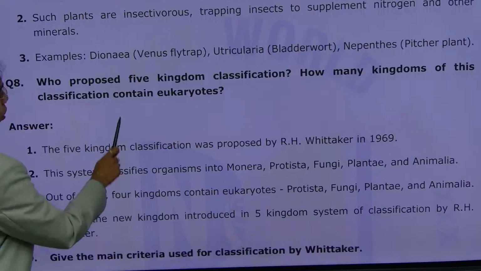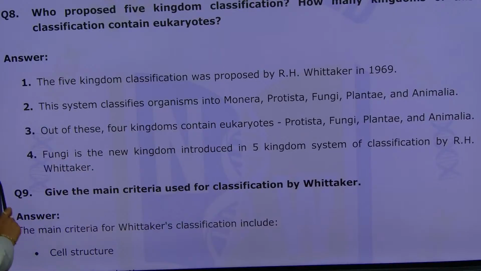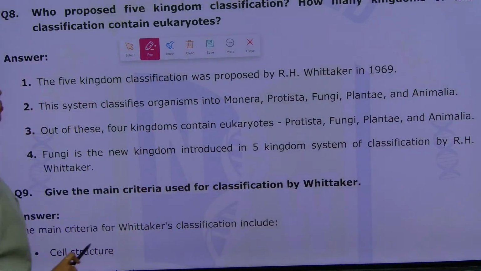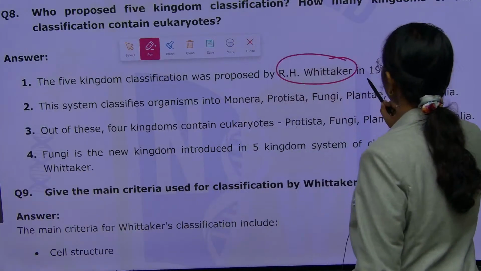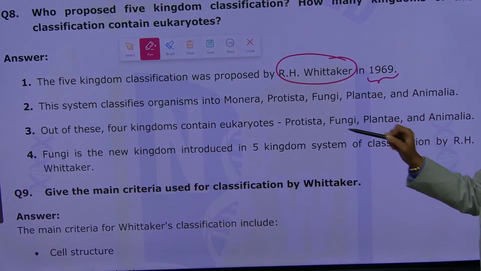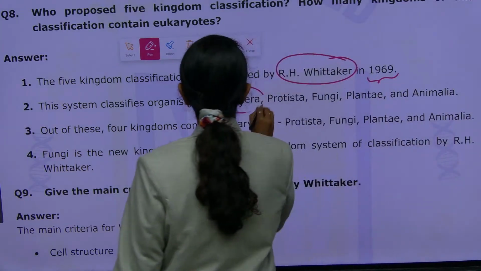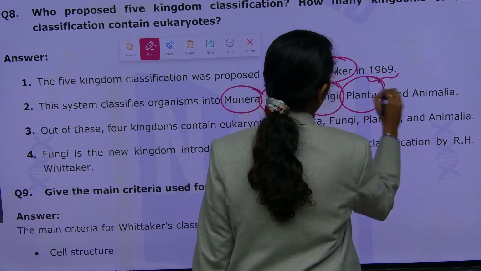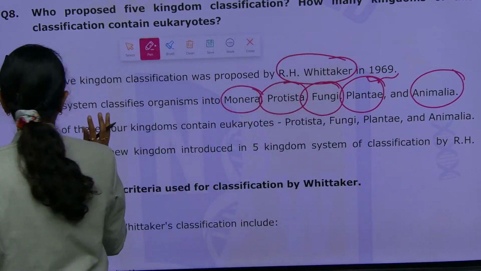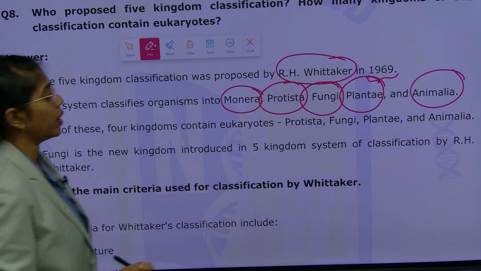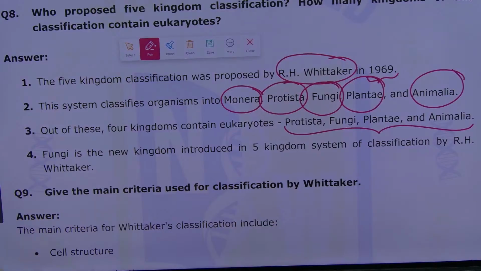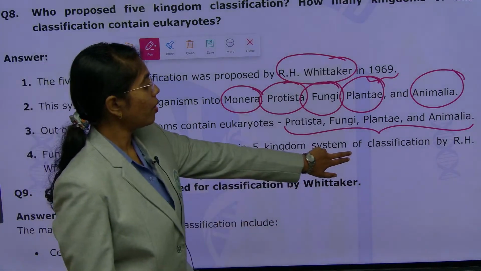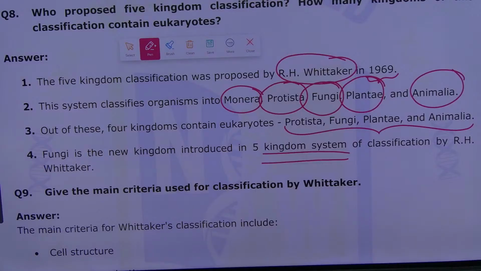Then, who proposed the 5 kingdom system of classification? How many kingdoms of this classification will contain eukaryotes? R.H. Whittaker in the year 1969. This system will classify organisms into Monera, Protista, Fungi, Plantae and Animalia. Out of these, 4 kingdoms are eukaryotes only, from Protista to Animalia. Fungi is the new kingdom introduced in the 5 kingdom system of classification by R.H. Whittaker. Clear till here, right?